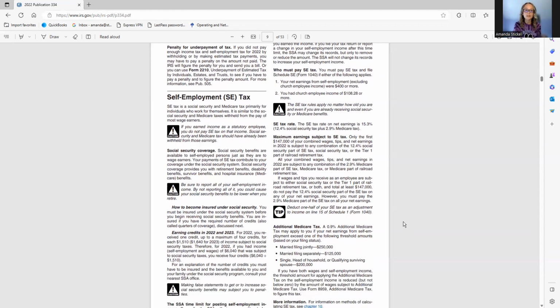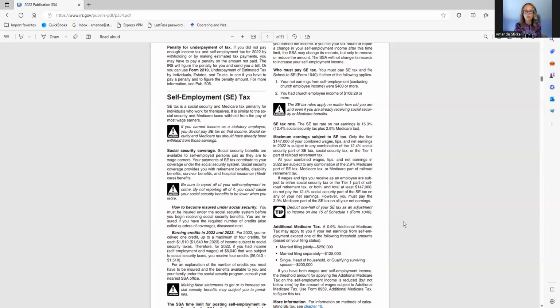Self-employment SE tax. SE tax is a Social Security and Medicare tax primarily for individuals who work for themselves. It is similar to the Social Security and Medicare taxes withheld from the pay of most wage earners. Caution: if you earned income as a statutory employee, you do not pay self-employment taxes on that income. Social Security and Medicare tax should have already been withheld from those earnings.